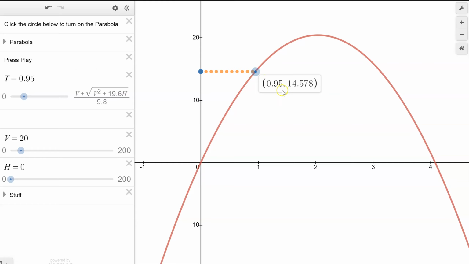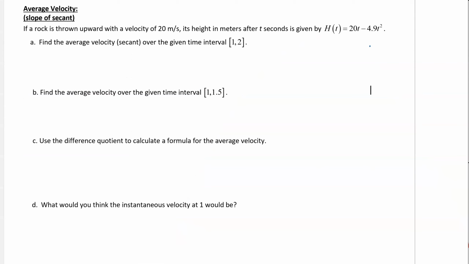So here at 0.95 seconds, we know our height would be 14.578, so it translates to there. As you move through the parabola, it just tells us the height of the object. If we take any of those heights and subtract them, it tells us how far we've traveled, and it tells us the time it took us to get there. So by dividing change in distance over change in time, we get our average velocity. So that's what we're going to do.